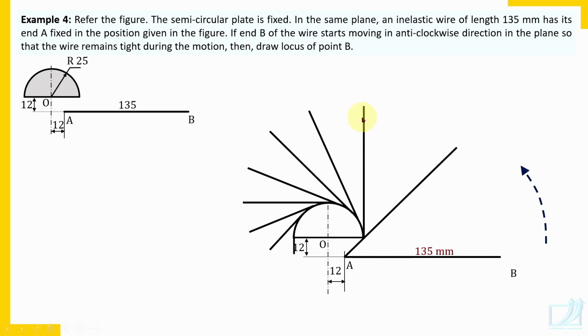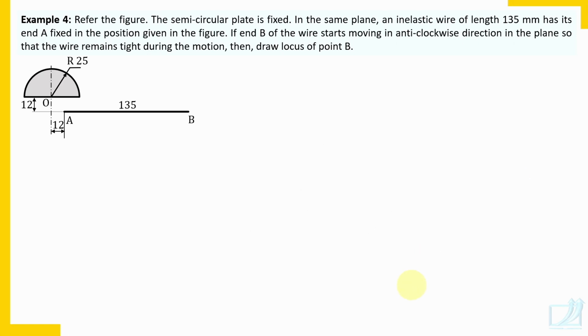The first position of the wire tangent to the semicircle, that is this position, to the last position of the wire tangent to the semicircle. Here it is an involute. So this is what we are going to draw to the scale now. So what I told you here, first visualize motion of the wire AB and now you proceed.